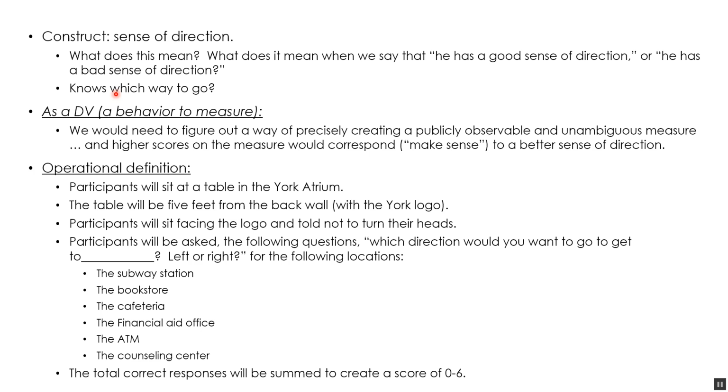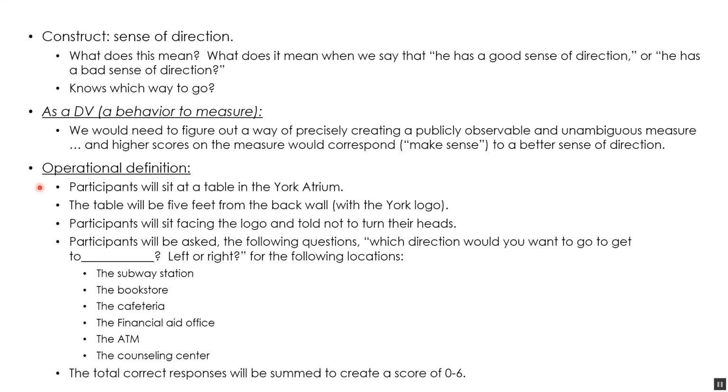So, with that idea of what the construct means, we can talk about creating a dependent variable which would measure a sense of direction in terms of how much somebody knows which way to go. So, going from the purely conceptual to an operational definition, we would need to figure out a way of precisely creating a publicly observable and unambiguous measure, and high scores on the measure would correspond or make sense to a better sense of direction, a better sense of which way to go. And so to do that, here would be my operational definition of sense of direction.